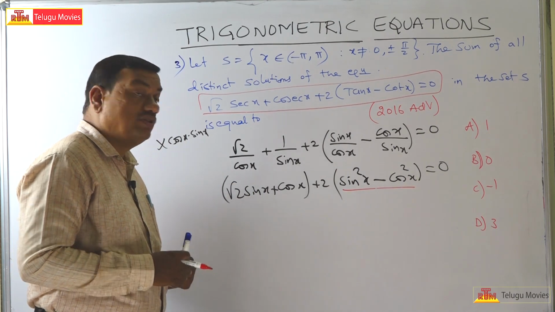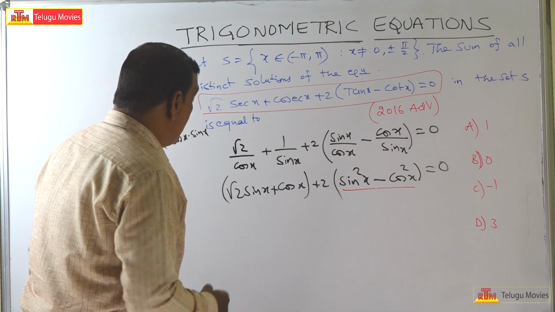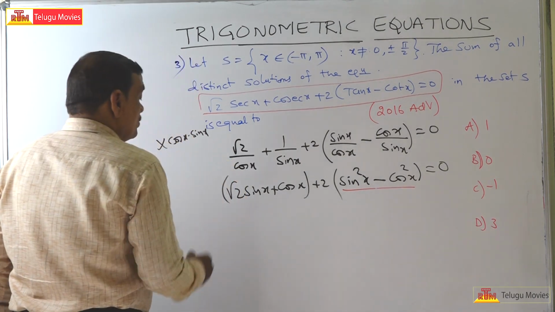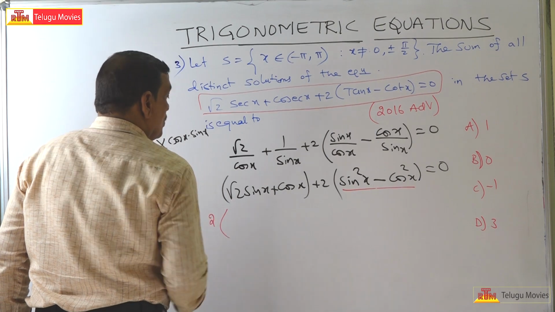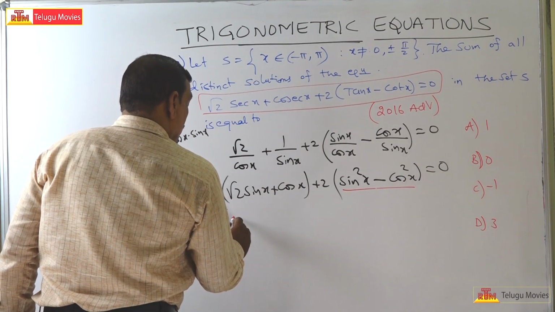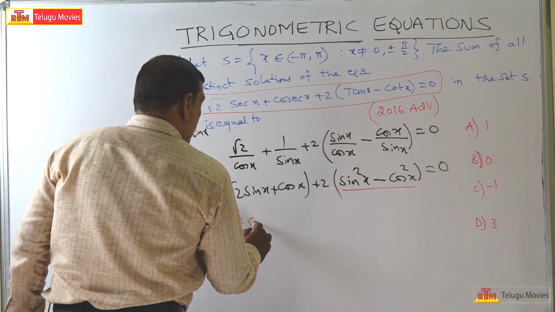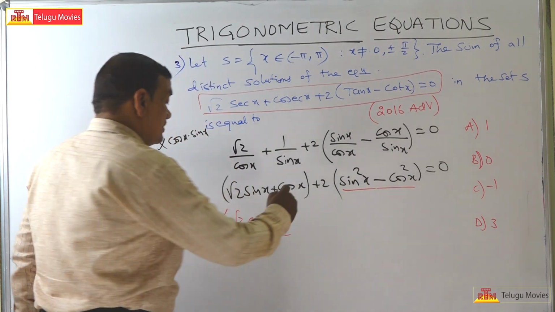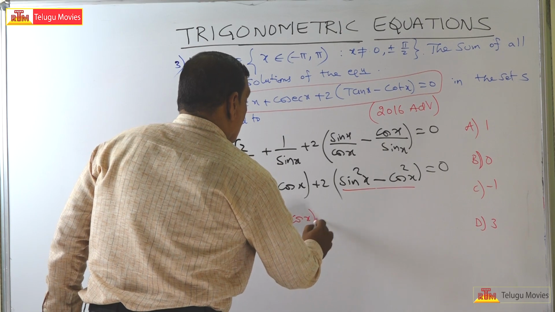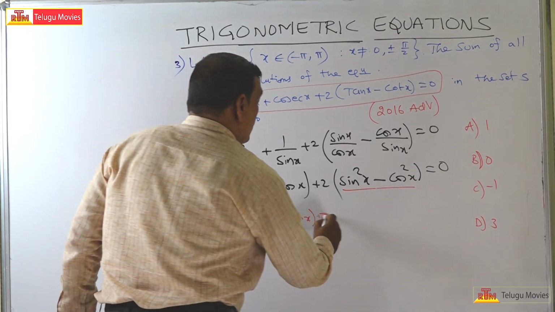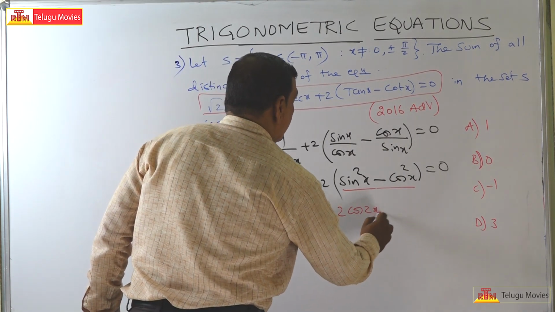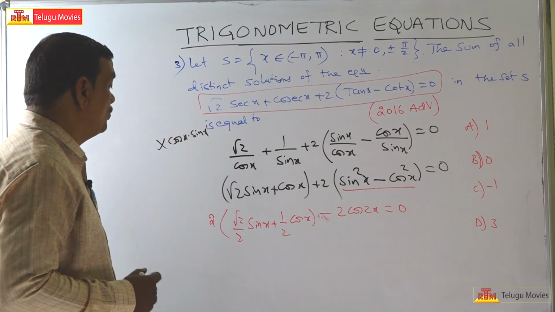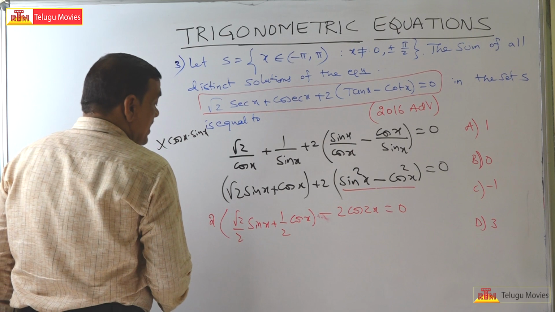You can multiply and divide with 2. So let us see that multiplying and dividing with 2. So that is equal to 2 into root 2 by 2 sin x plus 1 by 2 cos x minus 2 times cos 2x is equal to 0. Root of root 2, you multiply and divide with root 2.